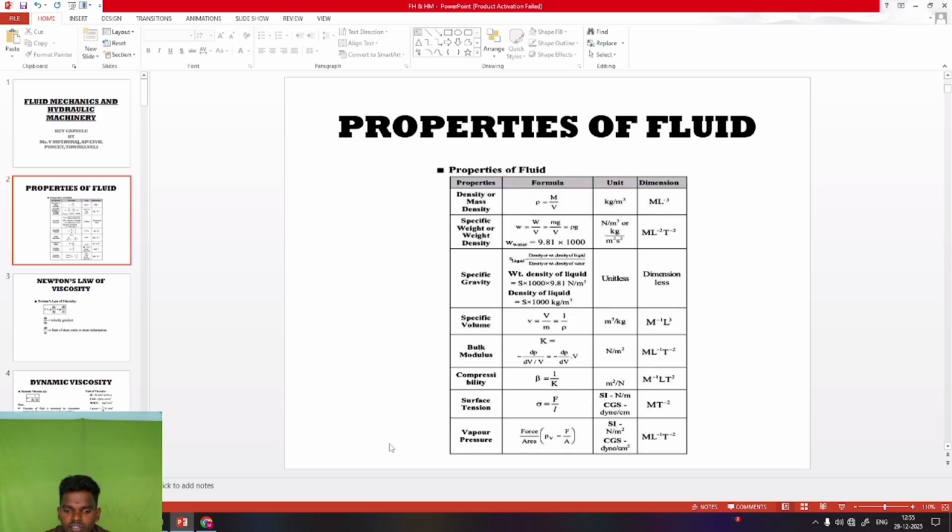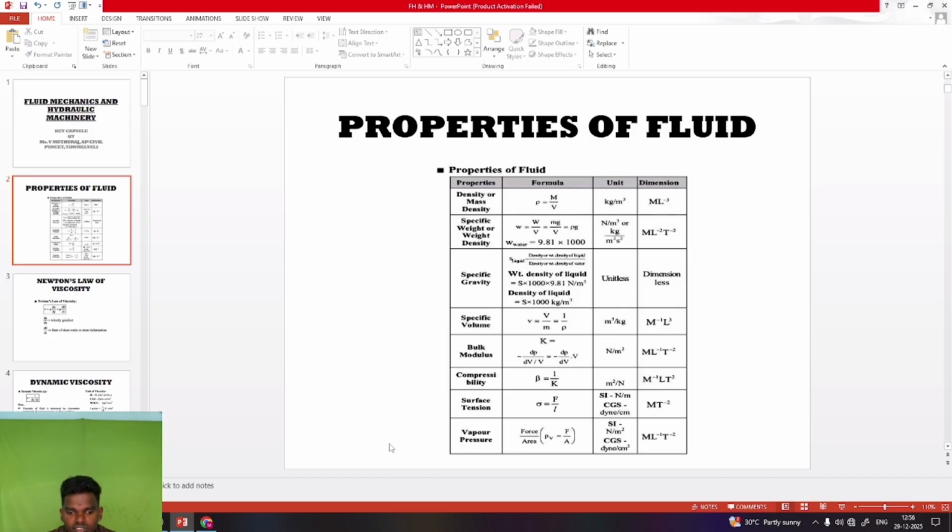And for compressibility, which is the reciprocal of bulk modulus, beta is equal to 1 by K, and the unit of compressibility is meter square per Newton. The dimension is capital M power -1, capital L, and capital T power 2.